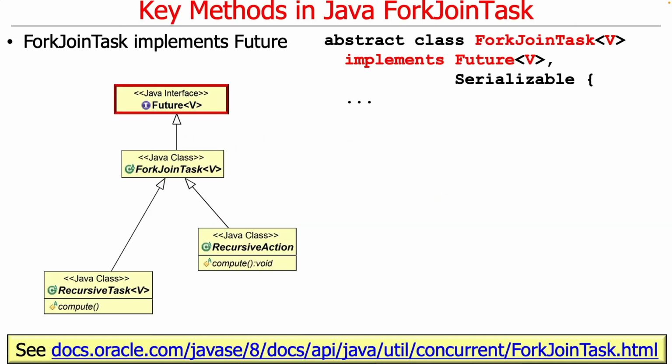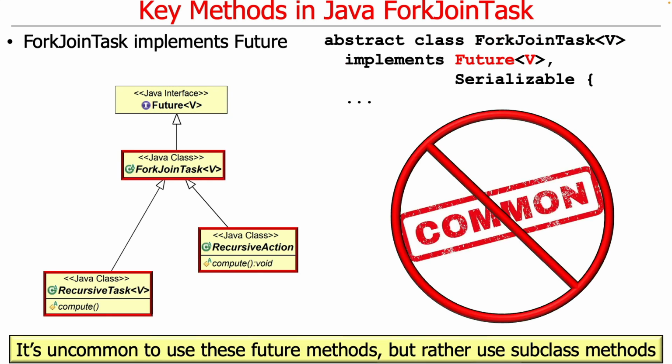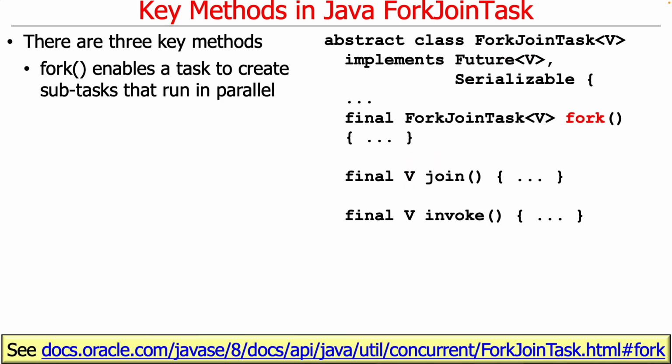So ForkJoinTask implements Future, as you can see here. And as a consequence of doing this, it gets all the methods that are defined in Future. And remember, there's about a half dozen or so methods that come in modern versions of Future that we care about. It's not very common to use these methods in the Future class, but they're there, so you need to be aware of the fact that they are there.